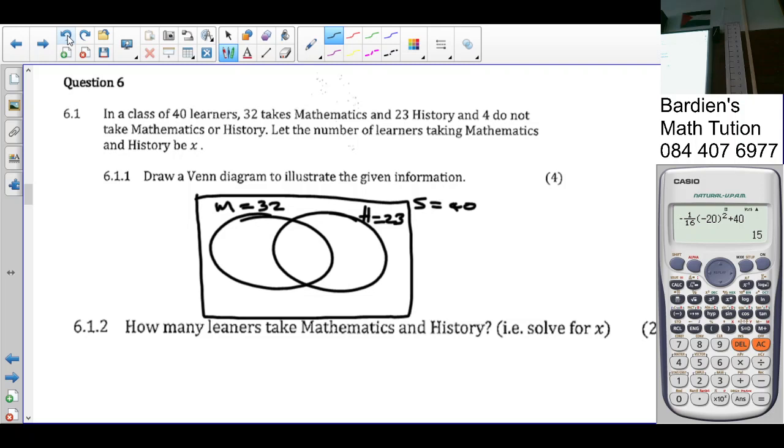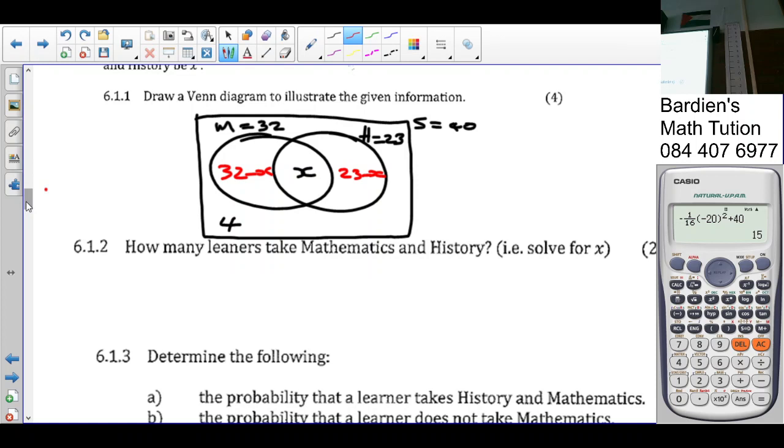4 do not take mathematics or history. So where does the 4 go? Let the number of learners taking mathematics and history be x. So if that is x, then what is this going to be here? Sorry? 32 minus x. And this here? 23 minus x. Not so? Draw a Venn diagram to illustrate the given information. There we go, for 4 marks.